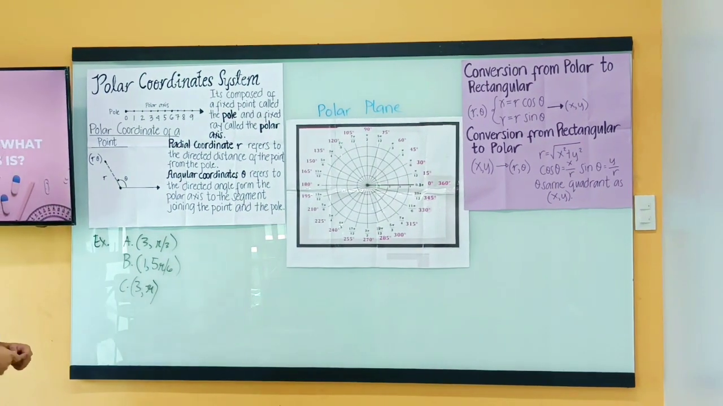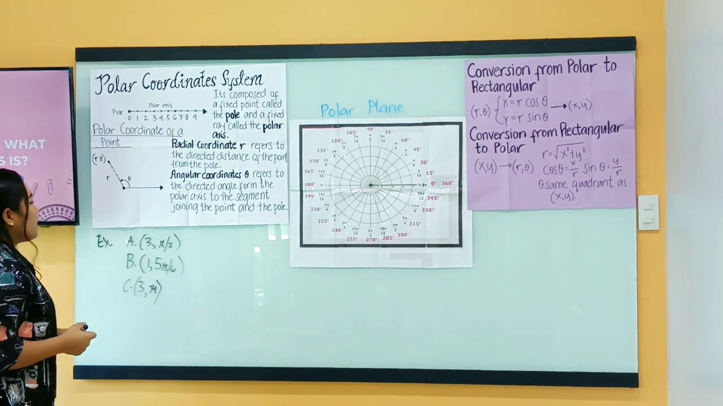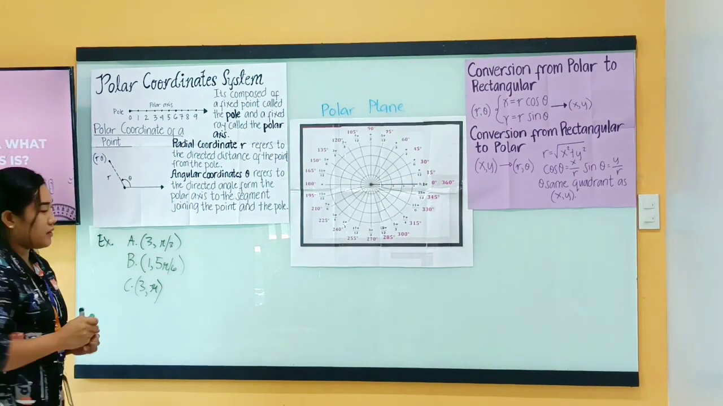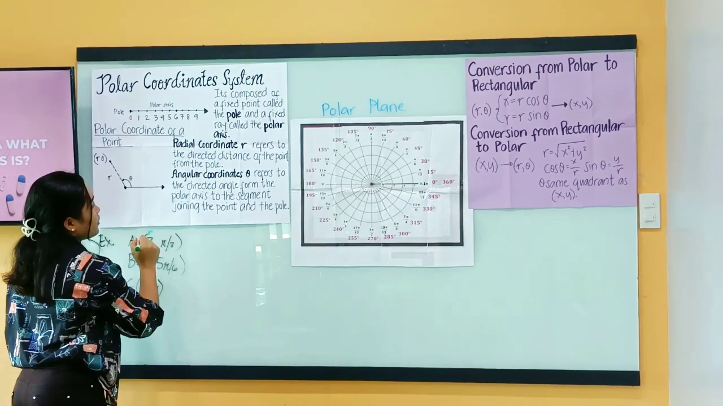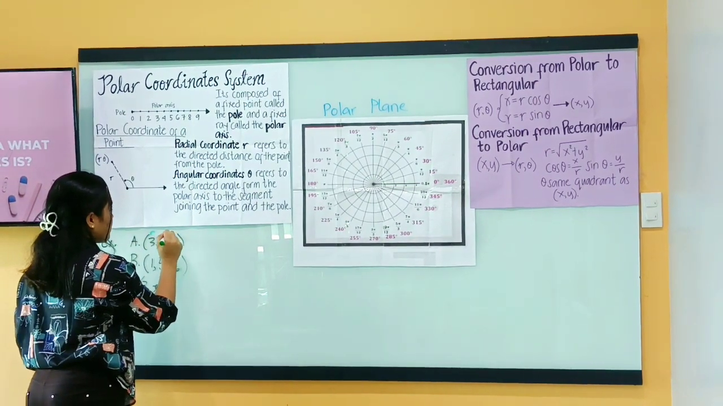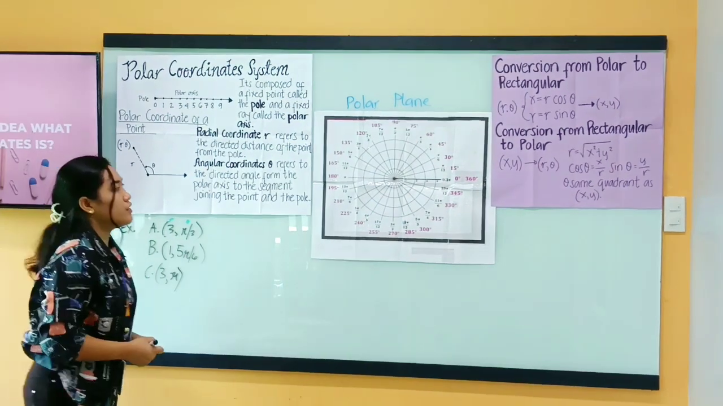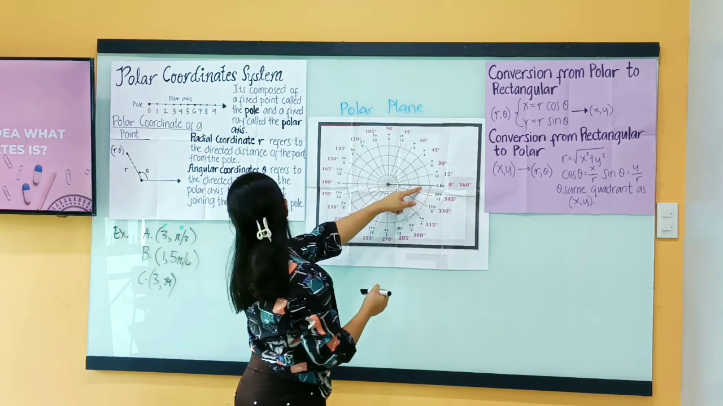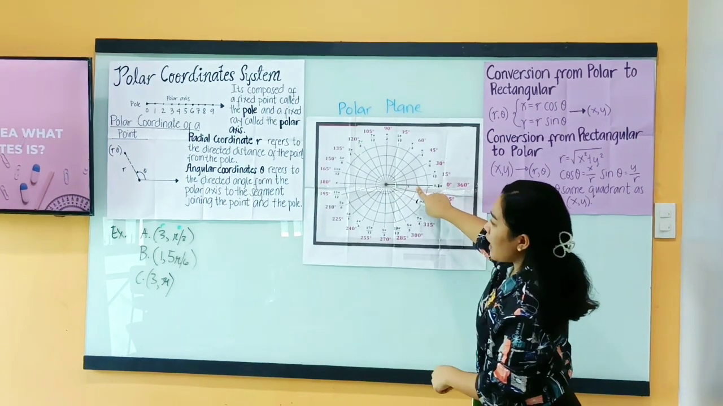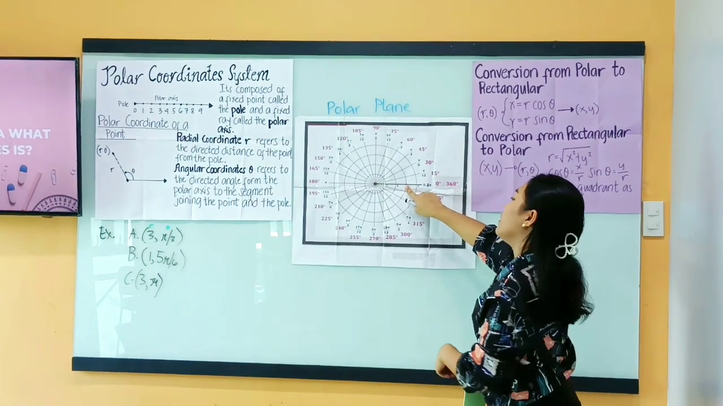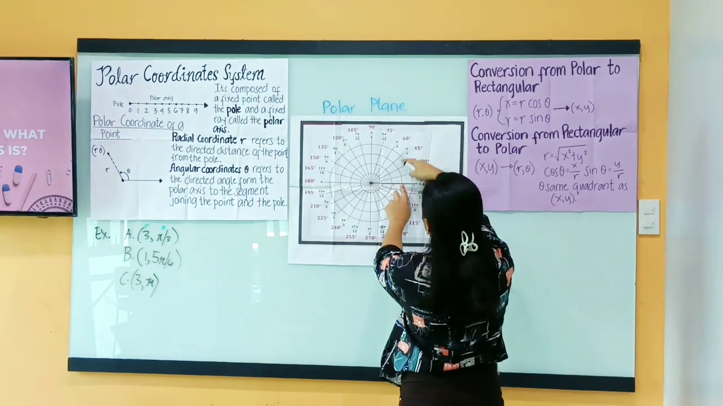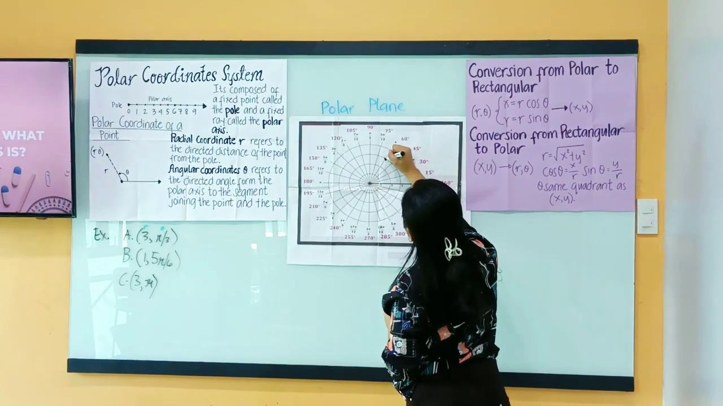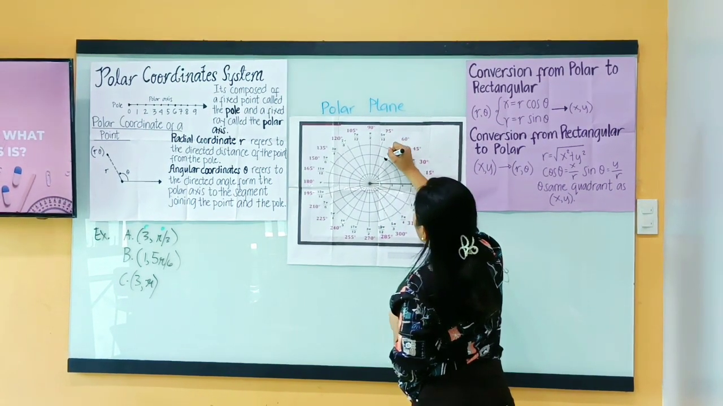So class, I have here an example of an ordered pair. This is the radial and this is the angular. So the radial is 3, which is 1, 2, 3, right here. And the angular is pi over 3, which is this. So this is the point A.